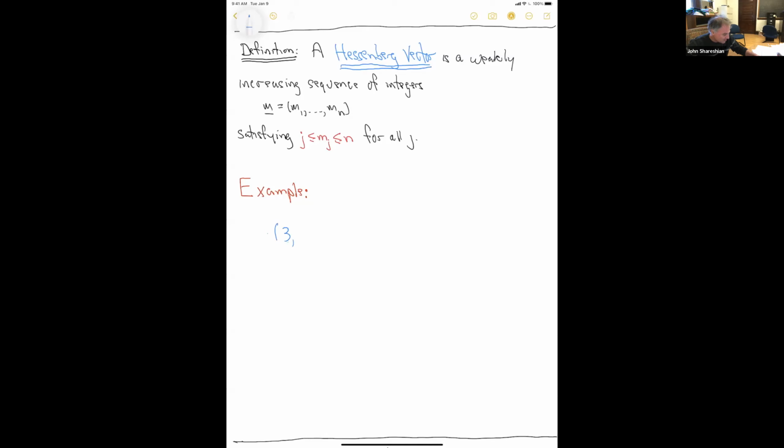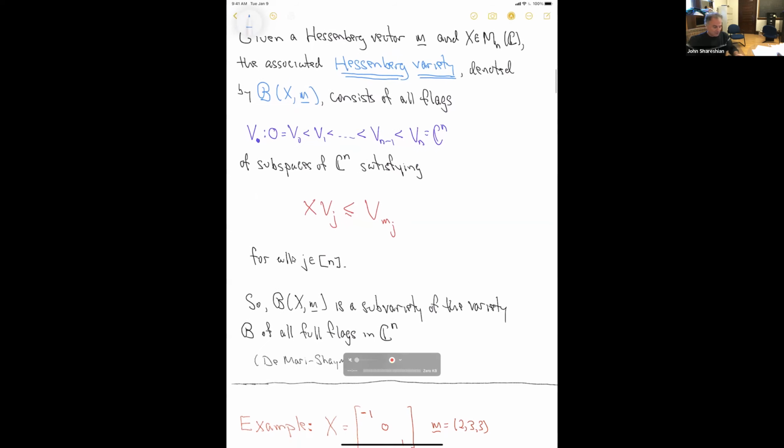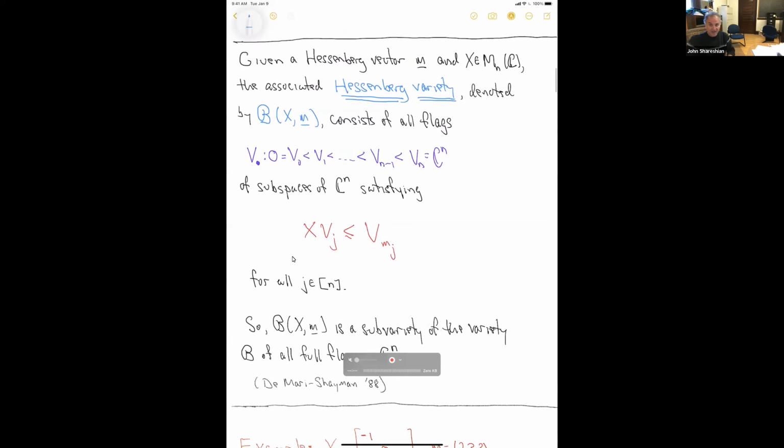Just for fun, here's a Hessenberg vector. There are 6 integers, they're all at most 6, and the third integer, for instance, is at least 3. Well, that's half of what we need to define a Hessenberg variety. The other half is a matrix, an n by n matrix. And given a Hessenberg vector and an n by n matrix, you can define a subvariety of the flag variety.